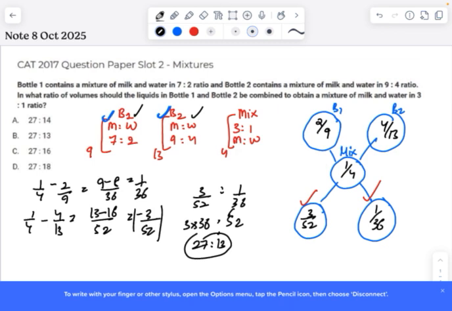So here these two circles give us the ratio in which bottle 1 and bottle 2 have been mixed. You can solve this by any approach, that is the variable one or this mixture and alligation. You just need to get the answer.